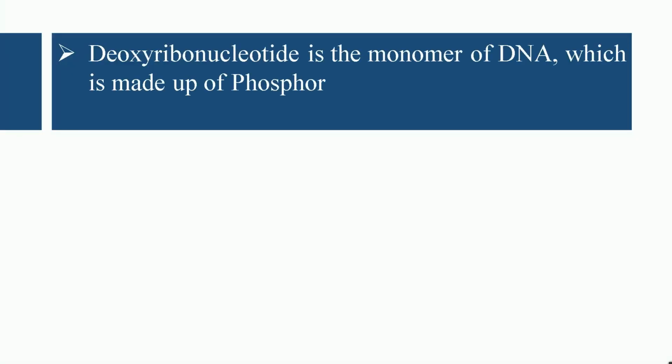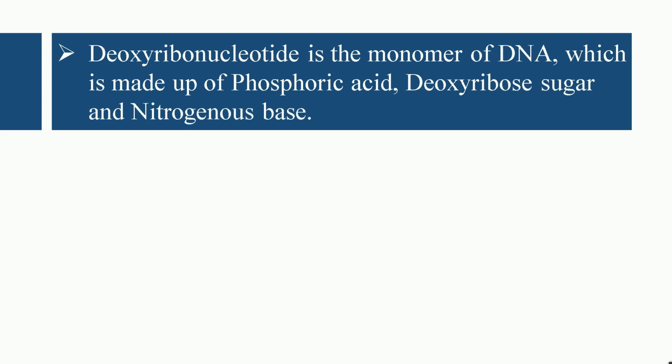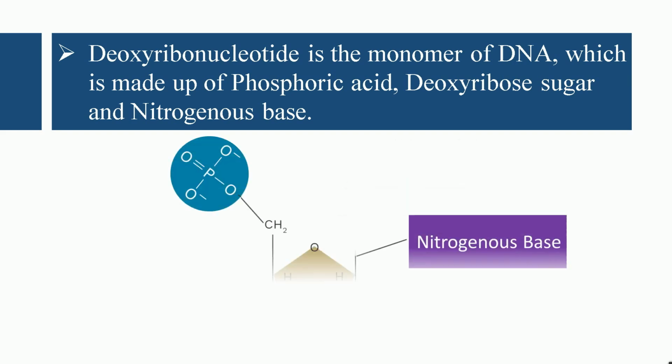A deoxyribonucleotide is the monomer or the building block of the DNA, which is made up of phosphoric acid, deoxyribosugar, and nitrogenous base, as we have already described in the figure. So it is a much more elaborate figure in which you can observe the deoxyribosugar, which lacks an extra oxygen atom in the 2' carbon and which is connected to the phosphoric acid by forming the phosphoester bond, and it is connected with the nitrogenous base forming the glycosidic bond.